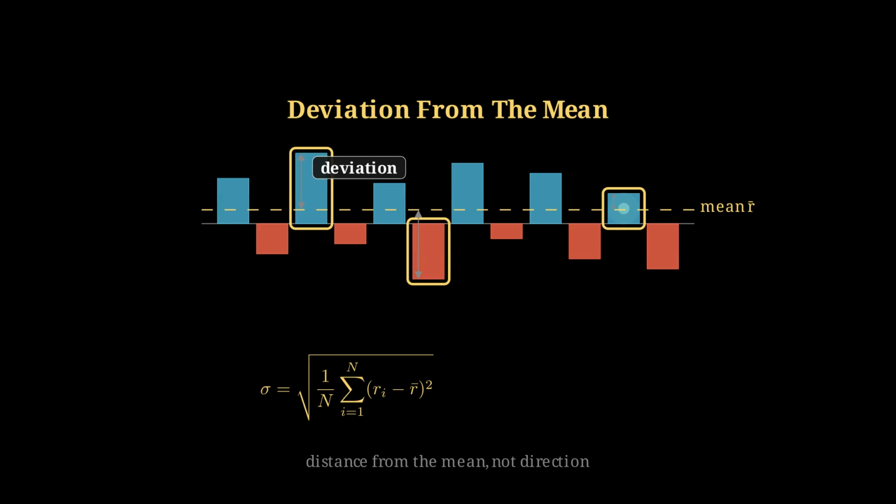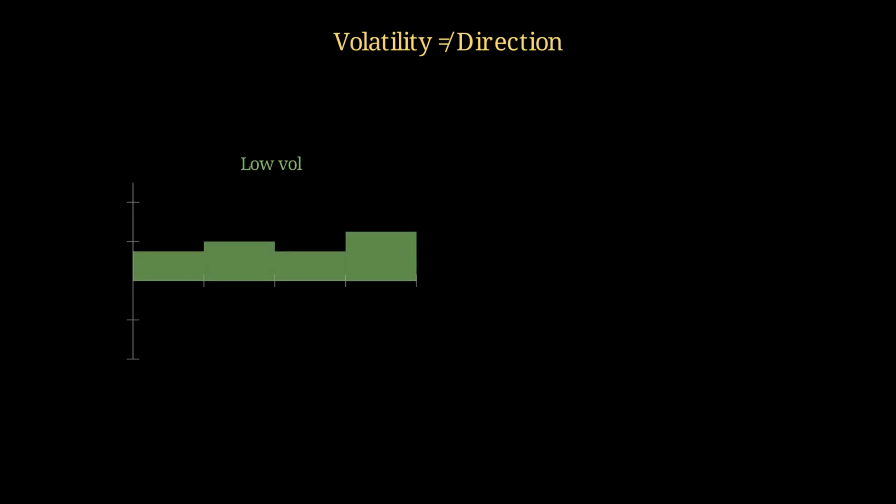A high volatility means the returns are widely scattered around their average. A low volatility means they huddle close to it. It says nothing about whether the average is positive or negative. This is the most important thing to get right about volatility, because intuition often gets it wrong. Volatility is not the same as risk of loss.